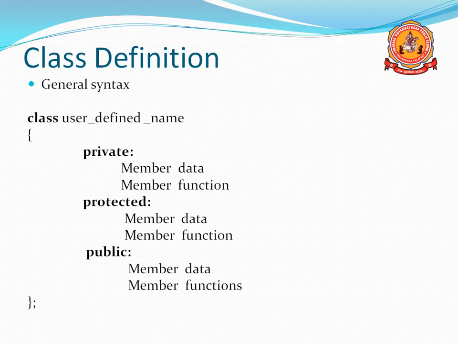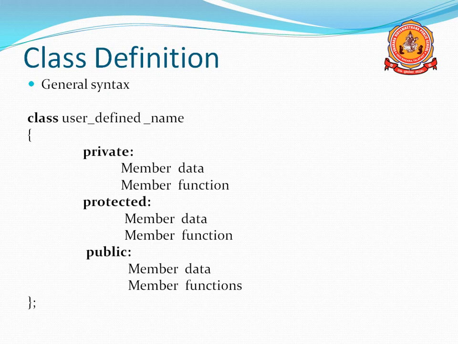The general syntax of a class definition is: class, then you should give a user defined name. You should give one name for a class, then an open flower bracket, and at the end we have to close the flower bracket, then a semicolon. This is the main structure. Class is the keyword, then we give the user defined name, then the open flower bracket, and at the end the closing flower bracket with the semicolon. Whatever we write inside this flower bracket is known as the class body.